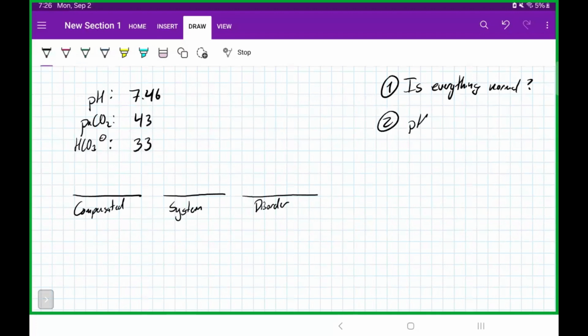So the next one is the pH. Is it acidic or basic? In this case, it's very slightly basic. Our normal is 7.45 and it's 7.46. So this is going to be, and I'll try and color coordinate these things, this is going to be basic. That already automatically tells us our disorder is alkalosis. The pH is always tied directly to the disorder. So if it were acidic, it would be acidosis. It's basic here, so it's alkalosis.